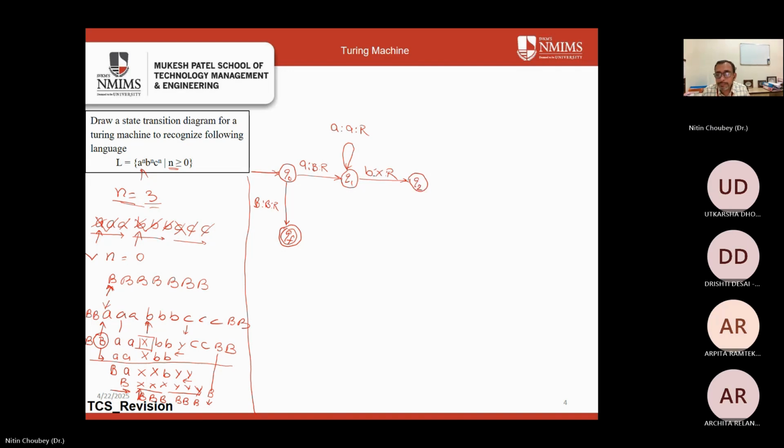Q2. Okay. Further, in Q2, our objective would be to look for the first C on the right hand side. So other symbols, which is nothing but B, to be replaced with B, move to right.